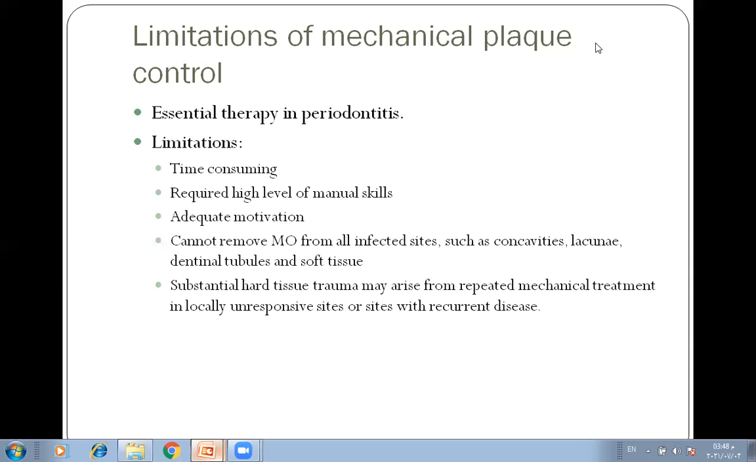Substantial hard tissue trauma might also arise from repeated mechanical treatment. Therefore, we have to think about using antibiotics after mechanical treatment, or as an adjunct to the mechanical plaque treatment.